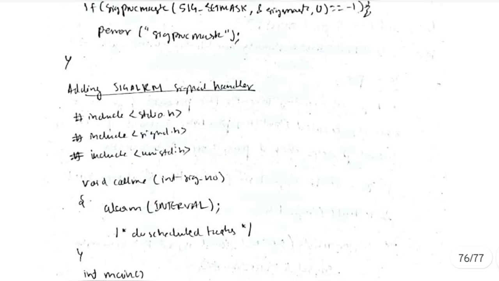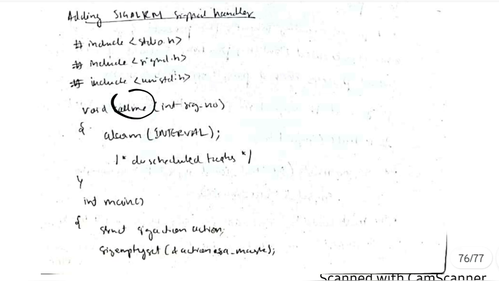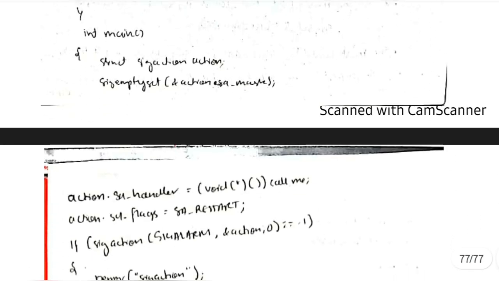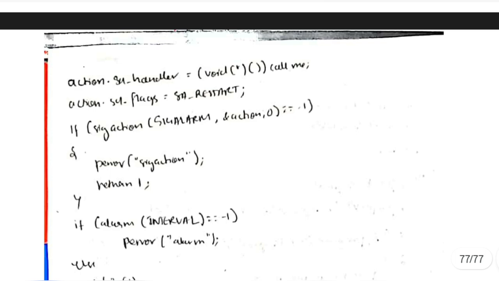For the SIGALRM API, first you will be writing the call me function, and you will be initializing the things here, and after that as in every program you will be writing the action commands here. After that you have the if condition, and totally you had two if conditions, right? So this is one of the if conditions, and this is the second if condition. Whichever is true, based on that it will be executed.